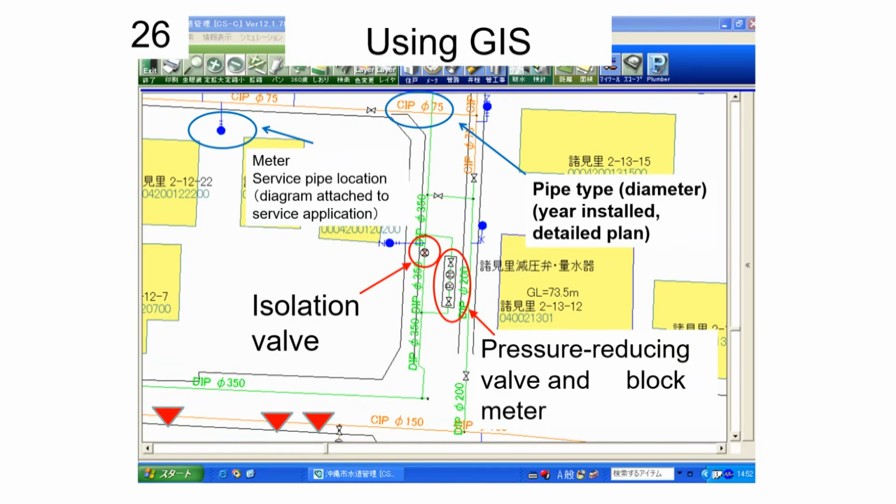Red triangles show locations of past bursts. Data on accident date, cause, measures taken are also stored. Pipes with frequent leak incidents are prioritized for early replacement.